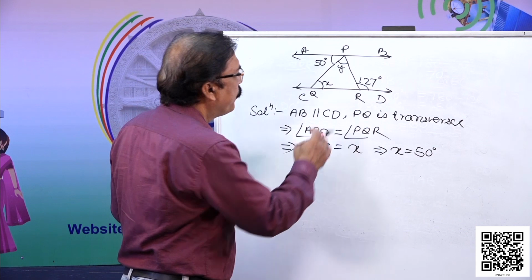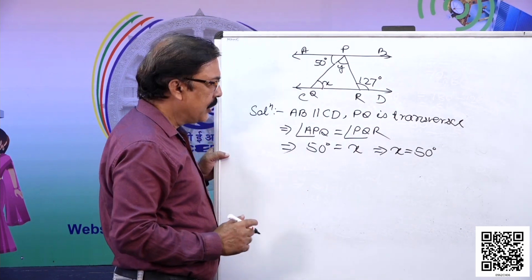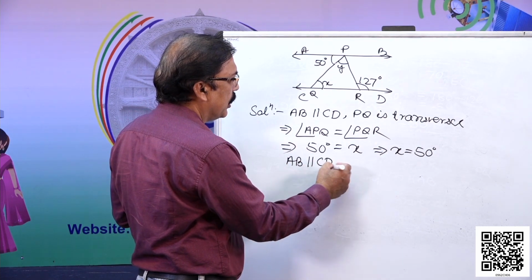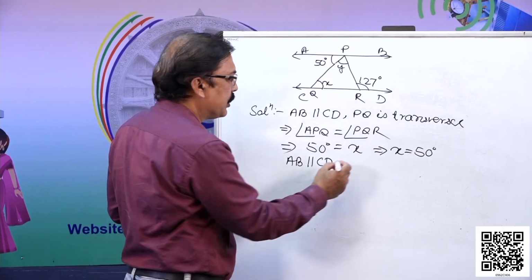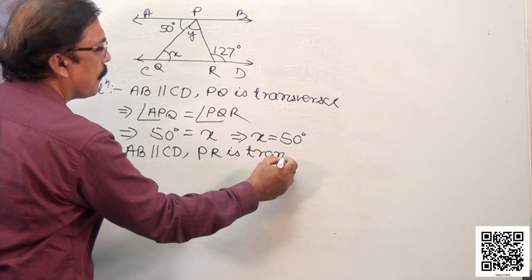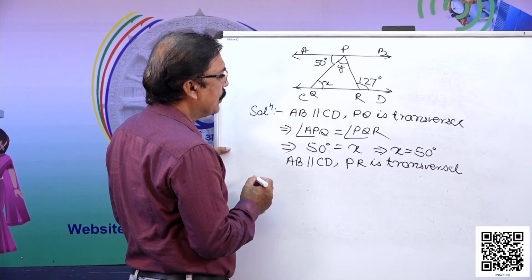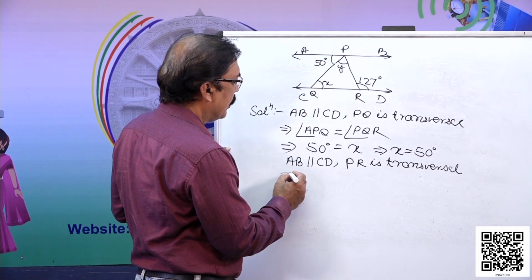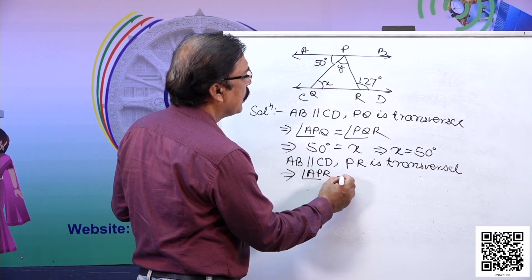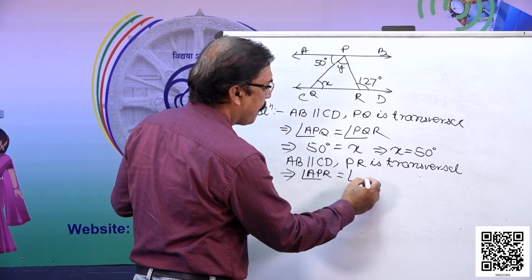Now PRD is 127 degrees. Again, considering AB is parallel to CD and PR as transversal. PR is transversal. What did we get? We get that angle APR is equal to angle PRD.